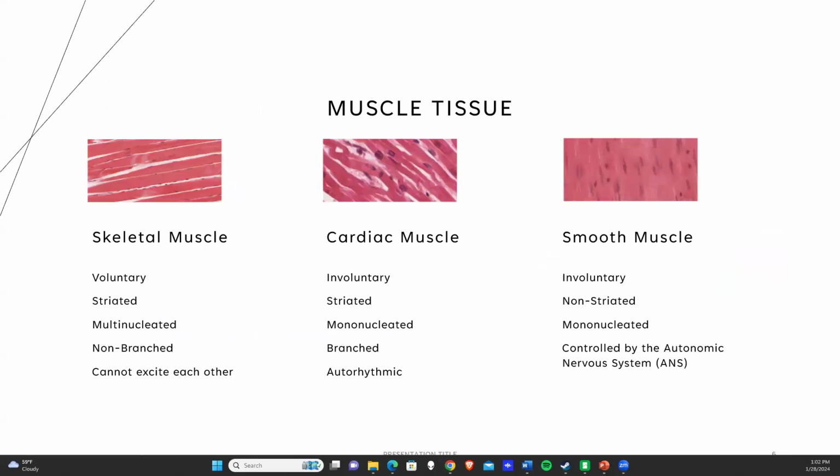So let's go over the different types of muscle tissues that we've already seen. Remember, there are three different types: skeletal, smooth, and cardiac. Cardiac is different in that it shares some similarities with both skeletal and smooth muscle. It is like skeletal muscle in that they are both striated, but it is like smooth muscle because they are both involuntary and mononucleated.